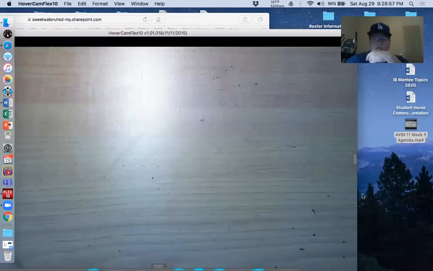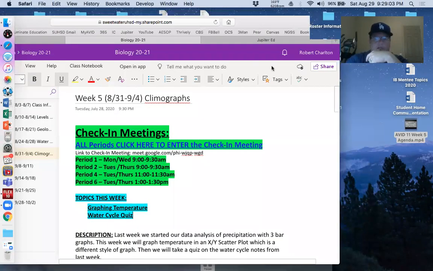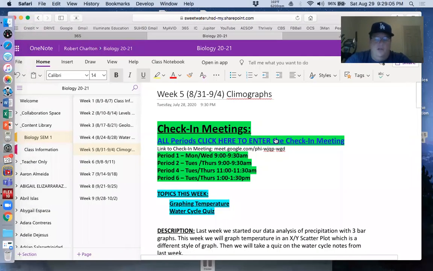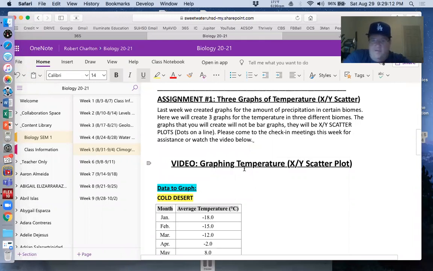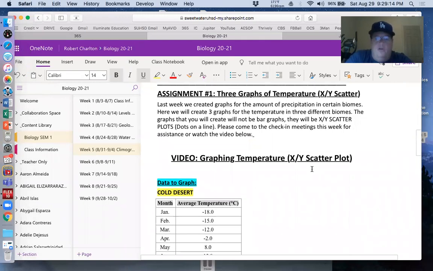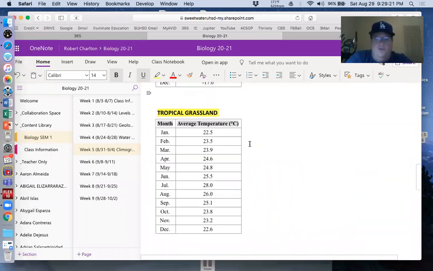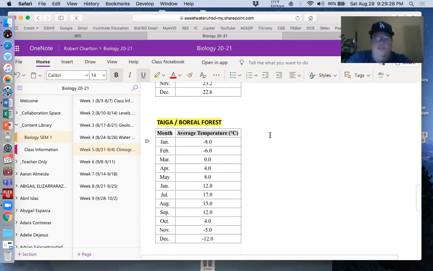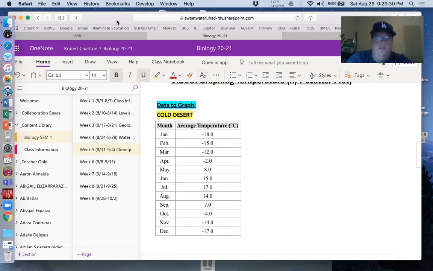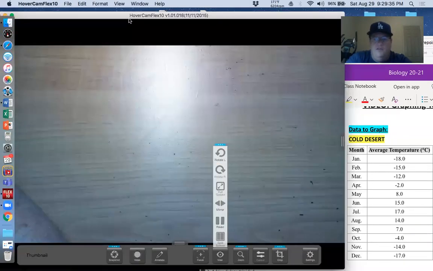All right, so I got to take a moment here. I got to set up my screen so I can put the data at the same time as we are looking at the information. So we're looking at week 5. You should have found this video, assignment number 1, video on how to graph temperature in an XY scatter plot. We're going to graph the first set of data, which is the cold desert. You got 2 more after that you're going to need to do on your own, which are the tropical grassland and the taiga or boreal forest. And so I'm going to move this down over here so I can keep it in the window while we graph everything right here.